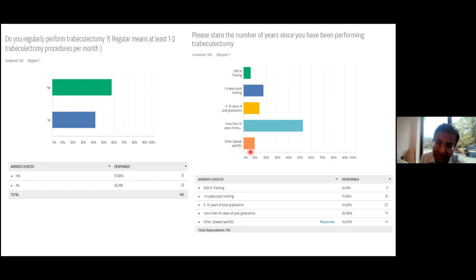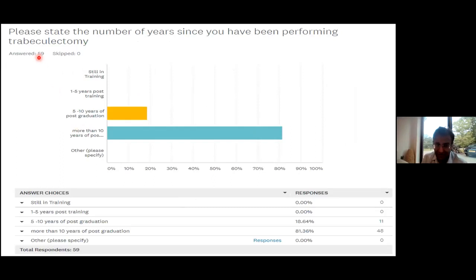Putting the filters in was quite difficult for each answer. So at this point, after seeing these 2 questions, I put a filter in, and the filter took the regular trab performers and the senior trab surgeons. I wanted to see how many of the senior trab surgeons, who have at least 5 years of post-grad experience and more than 10 years of experience, were doing regular trab. When I combined that data together, we had about 59 answers throughout Pakistan. And you can see again, the situation did not change. The majority, about 80% of the surgeons who were doing regular trab, were those who had the most experience. So it is quite obvious that trab in Pakistan is done by only the senior and most experienced surgeons.